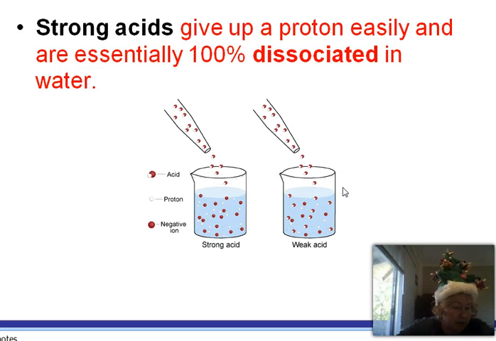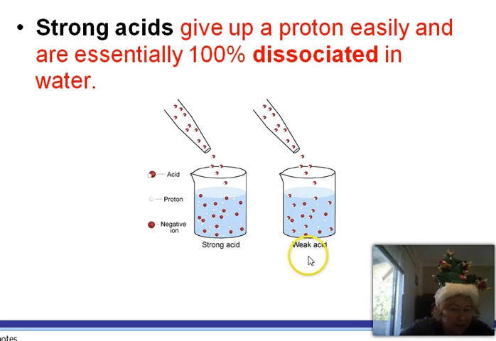Strong acids. So we have degrees of these things. Strong acids, really nasty. Don't drink them, it'll kill you. Strong acids give up protons easily and are 100% dissociated in water. So here is our strong acid. It gives up a proton easily. There's the proton. It's given that thing up, and it's just got the negative ions. There's no real acid left.